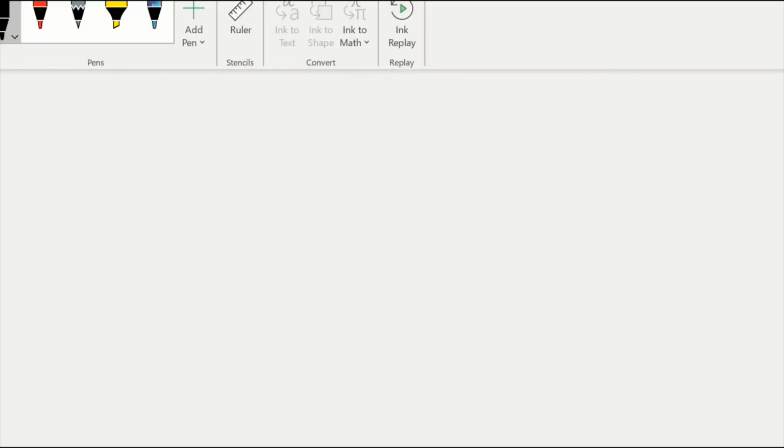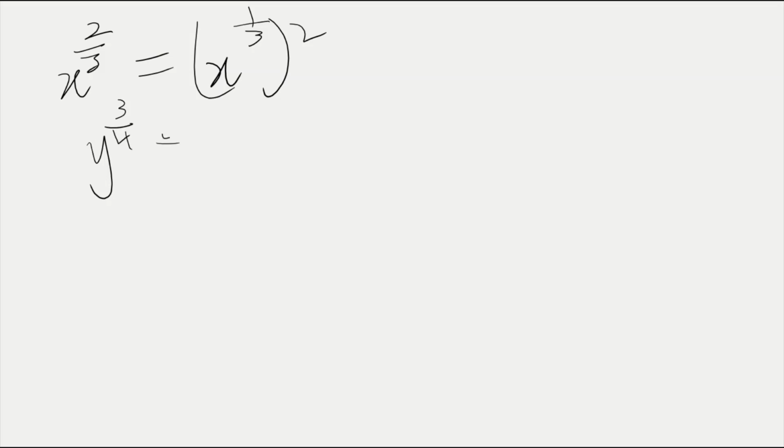Lastly, there are different ways to write the expression. So x to the power of 2 over 3 can be written as x to the power of 1 over 3, to the power of 2, because 1 over 3 times 2 is 2 over 3. Same thing here, y to the power of 3 over 4 can be written as y to the power of 1 over 4 times 3.